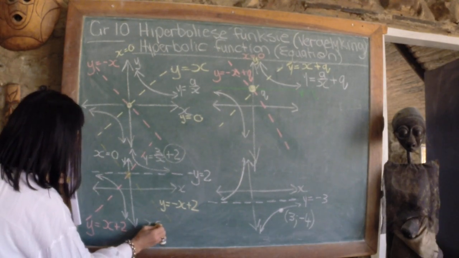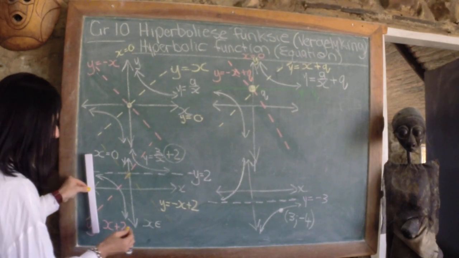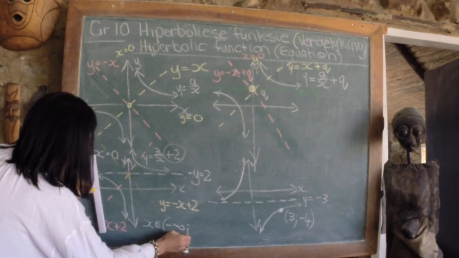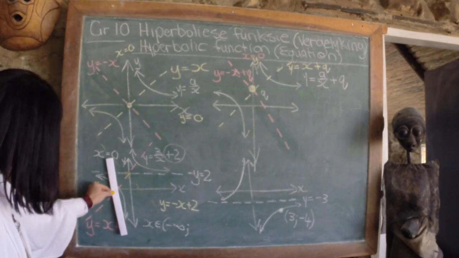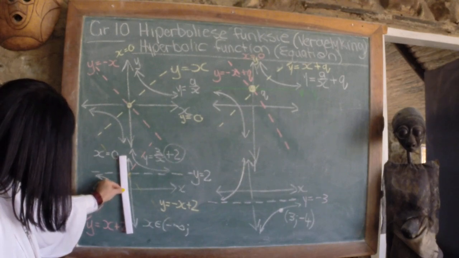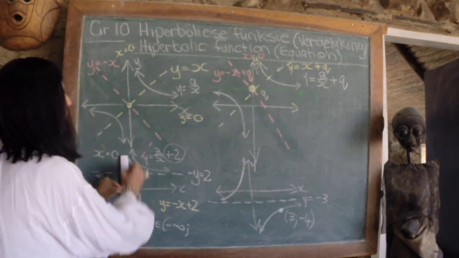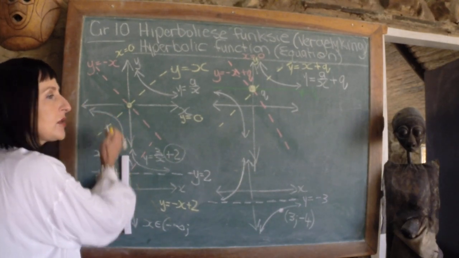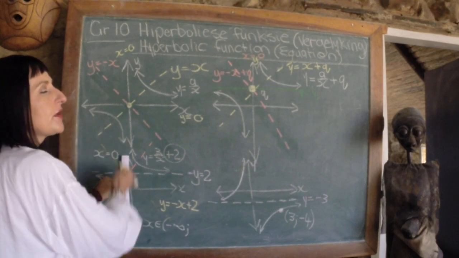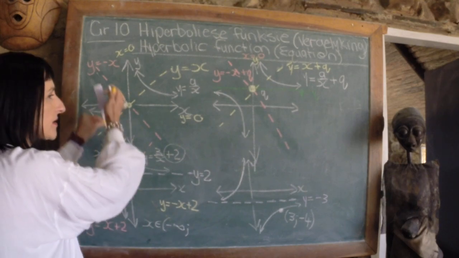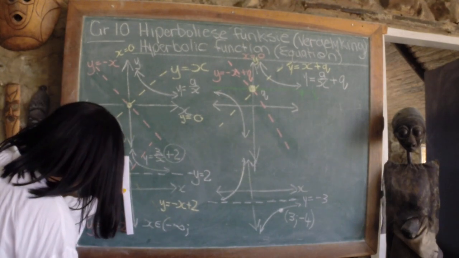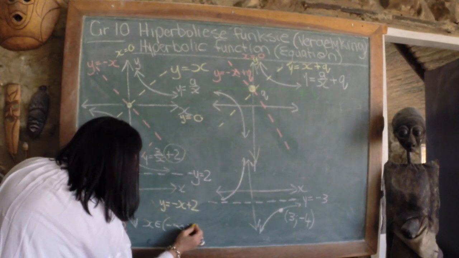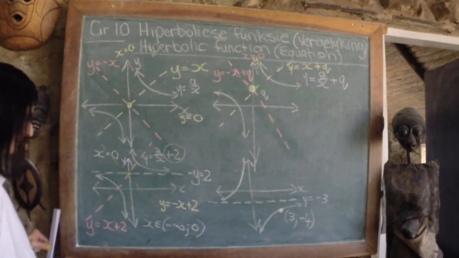X is 'n element van minus infinity tot, en kyk hier beweeg ek aan, en as ek op my x-as kyk, dan is hier by die vertikale asimptoot daar nou 'n gat. It's not sketched over the y-axis. So die y-as is 'n gat. So wat is x hierso? X is 0. So die prentjie stop voor 0.